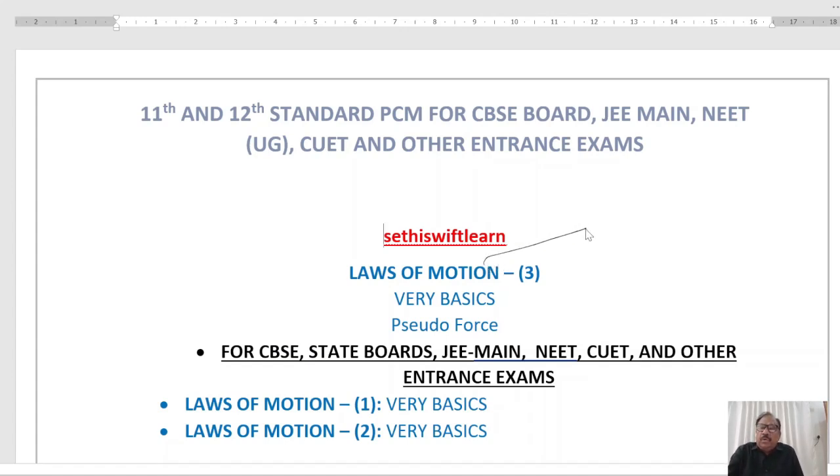In today's session of laws of motion very basics, the concept of pseudo force will be cleared through illustrations.